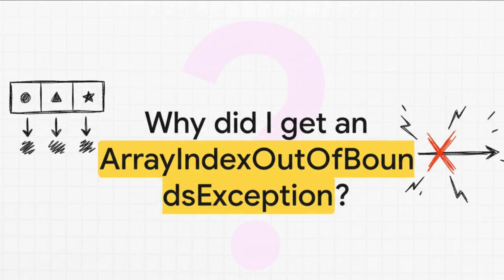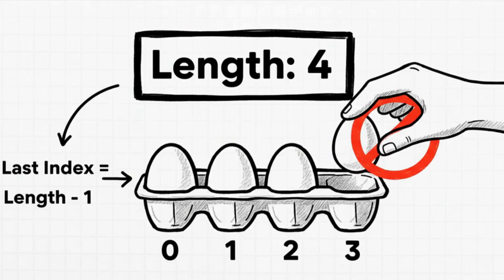We've all been there. This happens when you try to access a slot in your egg carton that just doesn't exist. If an array has a length of 3, its slots are numbered 0, 1, and 2, there is no slot number 3. The fix is a fundamental rule you just have to burn into your brain. The last valid index is always the length of the array minus 1. Your loops and your direct accesses should never go to length, they should always go up to less than length.